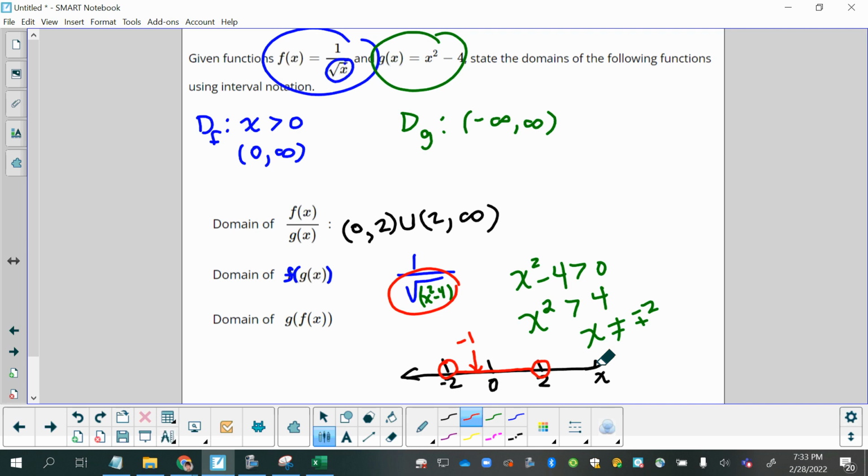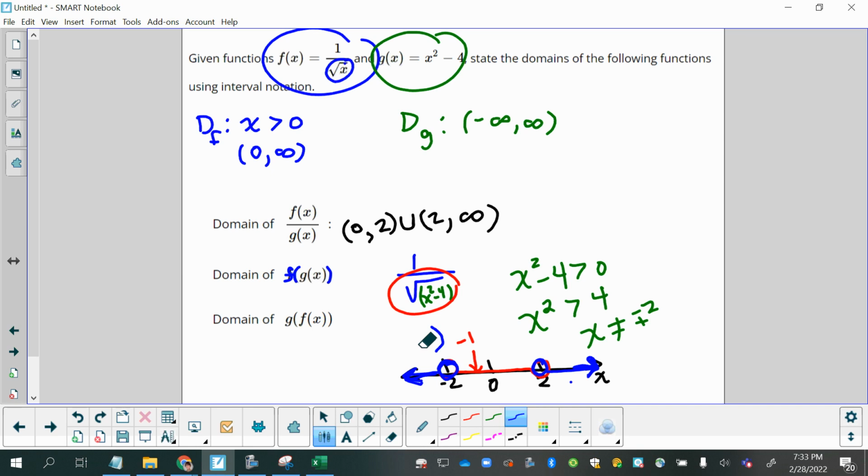All right, so on the number line, that means we would start at -2 but not including it and go to the left, and at +2 but not including it and go to the right. And all the x values in those regions would be okay and not cause an undefined result in our composite function. So we will write this using interval notation.